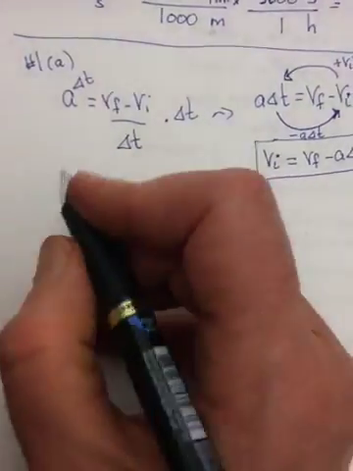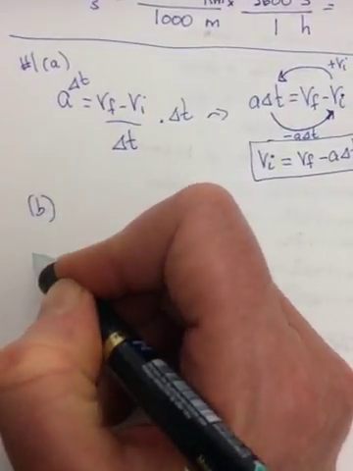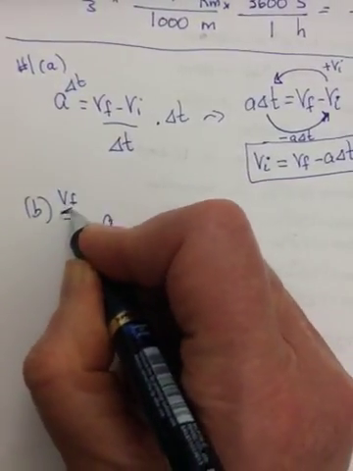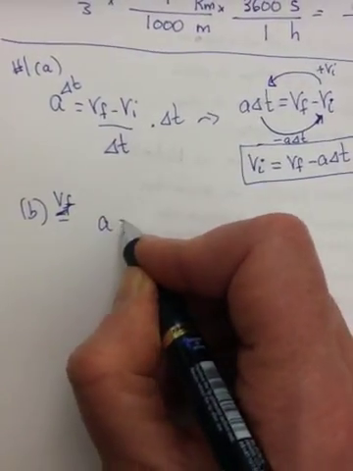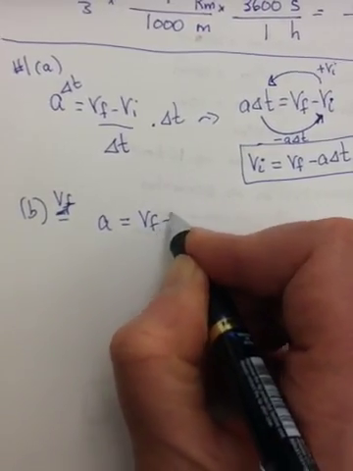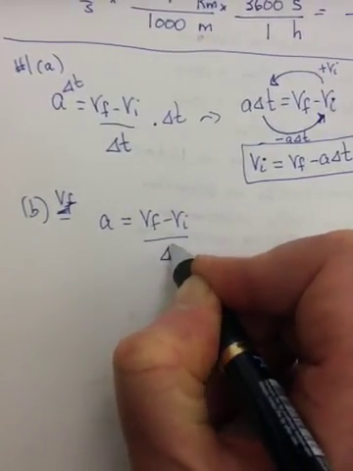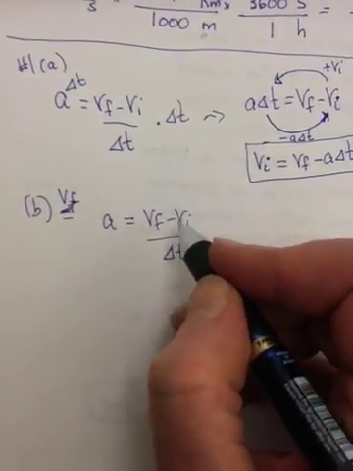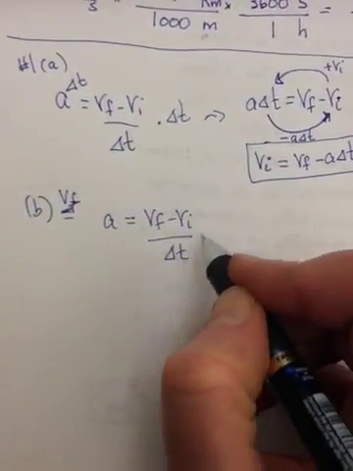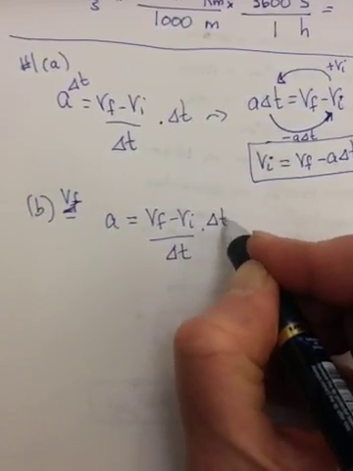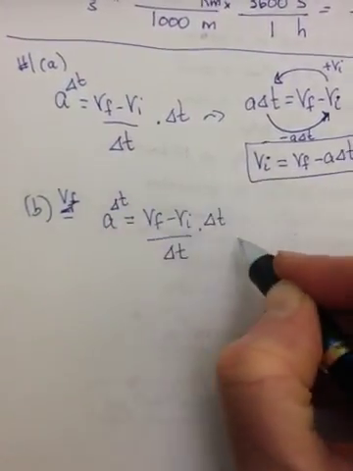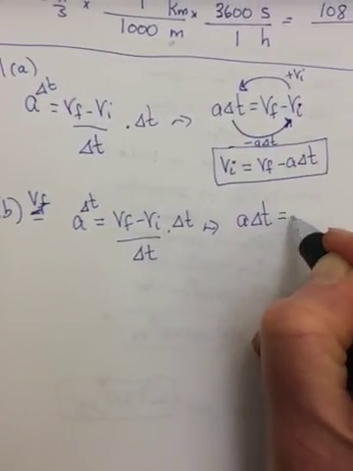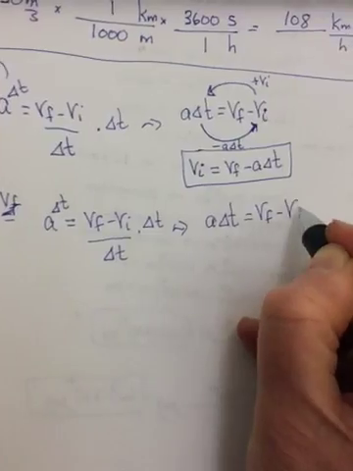B wants you to use exactly the same equation, but it wants you to rearrange for VF. So write your original equation down again. A is equal to VF minus VI over delta t. And this time you want to get VF alone. So again, to begin to get VF alone, you need to get the delta t off the bottom. So again, multiply both sides by delta t. And when you do, you'll get a delta t is equal to VF minus VI.